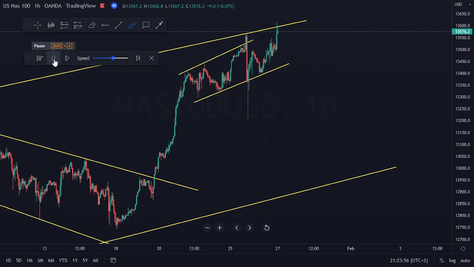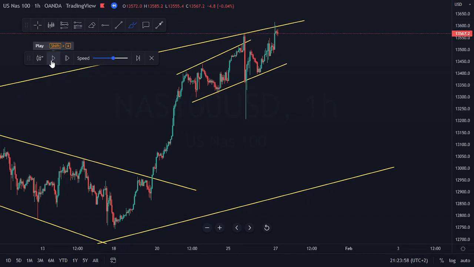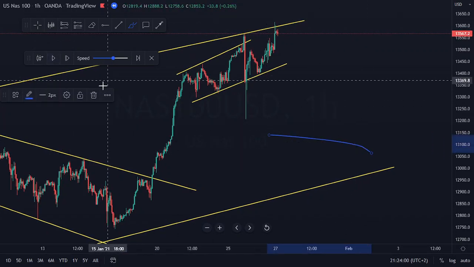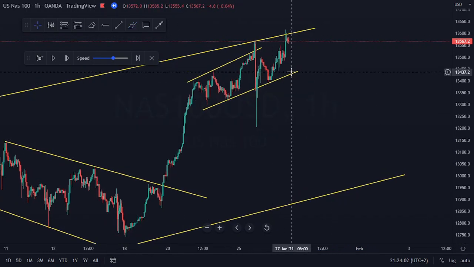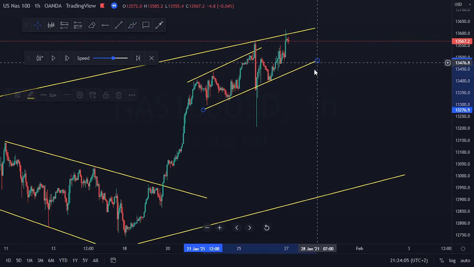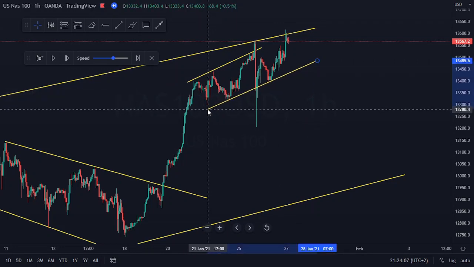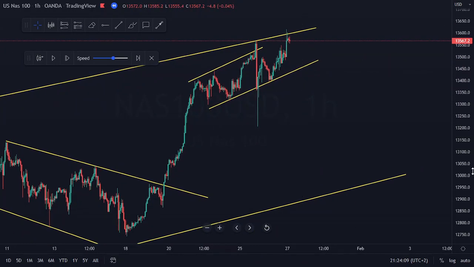We go there, we tap. Okay, so we have tapped the trend line, but is the trade ready? We were able to tap the trend line, but is our trade ready?